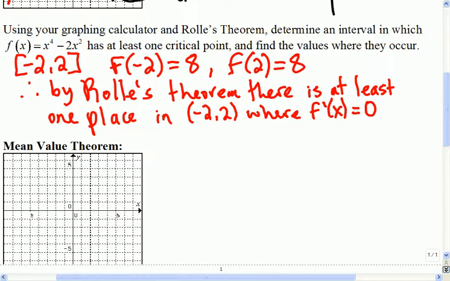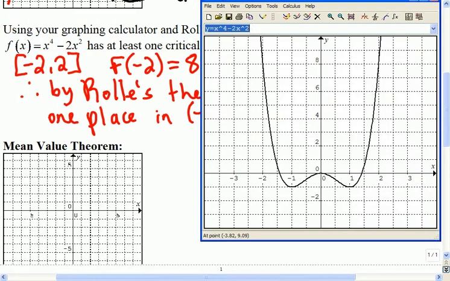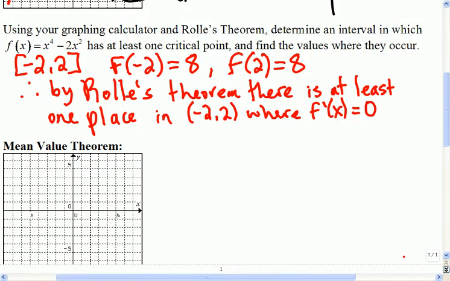Okay. And again, if you look at the picture, I can see 3 places where it's equal to 0 in that picture. Three places. Yep, so 3 places. Where x equals negative 1, where x equals 1, and where x equals 0. Yep, those are the ones. But the point is there has to be at least one. There were 3 in that case, but there has to be at least one.